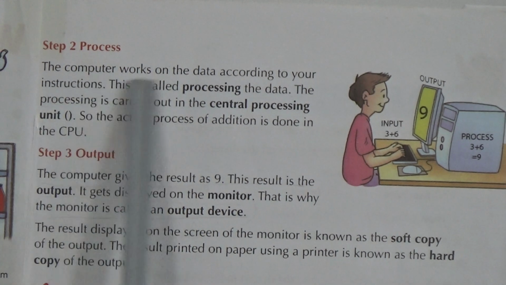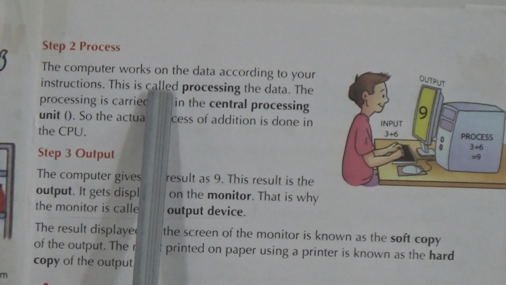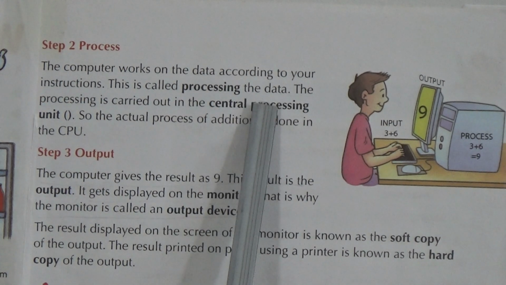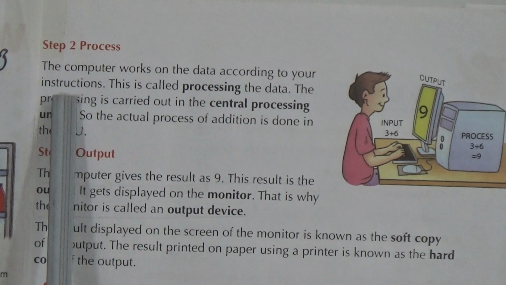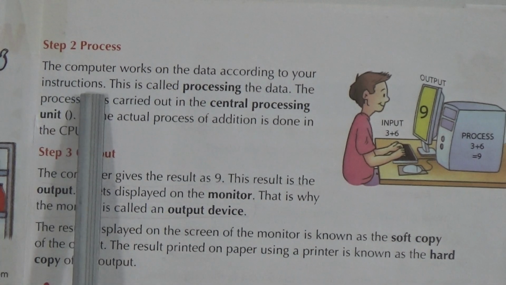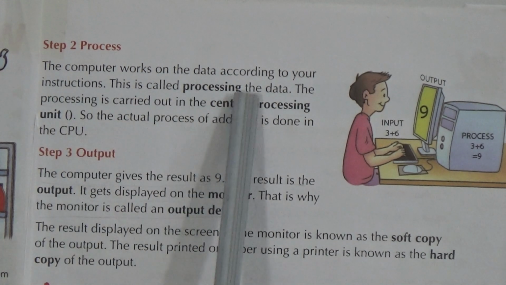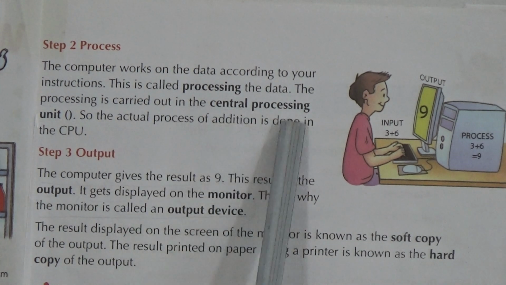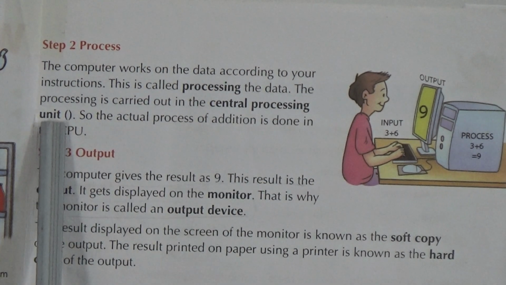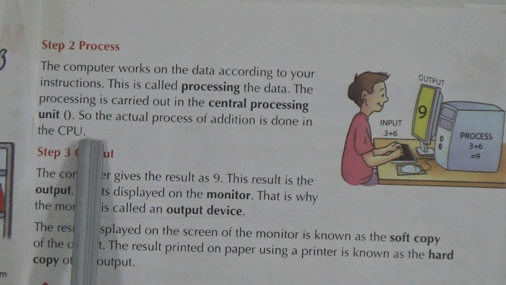Let's see, the computer works on the data according to your instructions, and this is called processing the data. We have given the data and we have told the computer the instructions of what to do, addition, and this is called processing the data. The processing is carried out in the central processing unit or CPU. So the actual process of addition is done in the CPU.